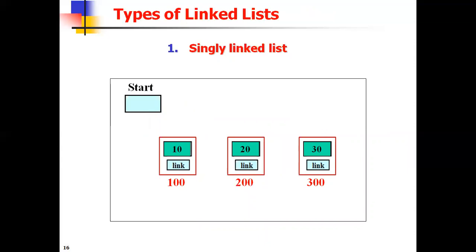Now assume we have three nodes. The first node is created at the address 100. The second node is created at the address 200, and the third node is created at the address 300. And they are storing the data also. The first node is storing 10, the second node is storing 20, the third node is storing 30. Now you have to make this start pointer point to the first node. So if this link has to be created, what should be the value of start? The value of start should be the address of the first node. That means 100. So if you write 100 here, then the start will be pointing to the first node. So one link is created.